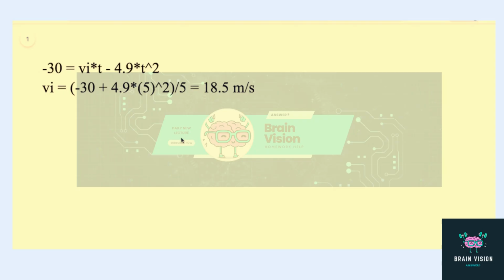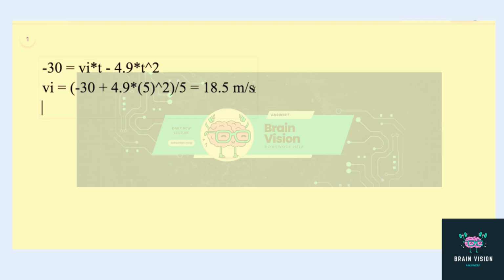Now for part B, we want to find how high it rises above its starting point. We want to find the maximum height. So in order to first find that, we have to figure out how long it takes to get to the apex of its throw. And we know at the apex that the velocity is 0.